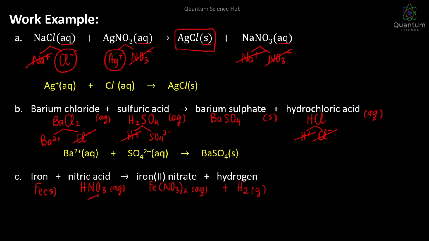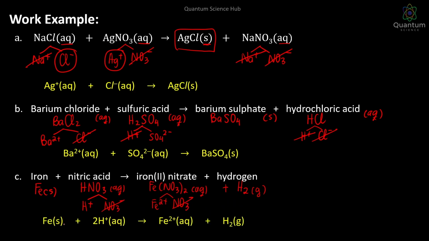So we split the aqueous species based on their ions. H+ and NO3-, and on the other side Fe2+ and NO3-. These get cancelled out. At the end, you will have Fe(s) plus 2H+, because we want to balance the H2 here. This H is 2, so that's why we put 2 in front, because the H here is still 1. This gives Fe2+ plus H2 gas.